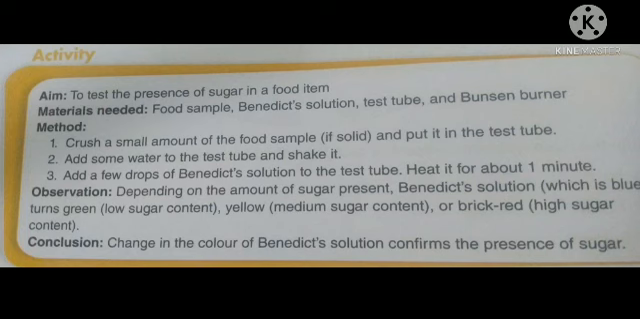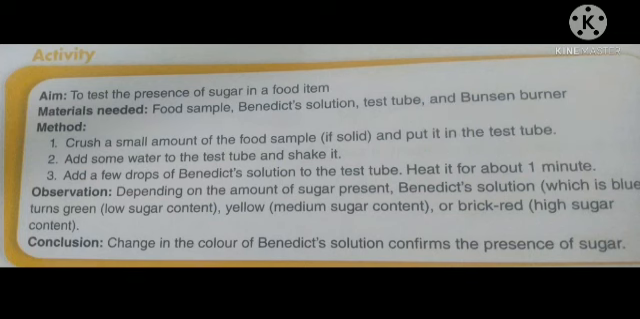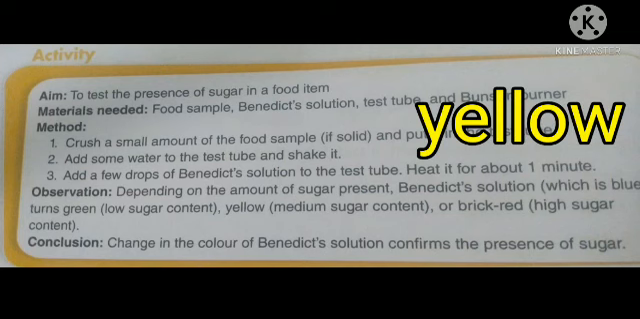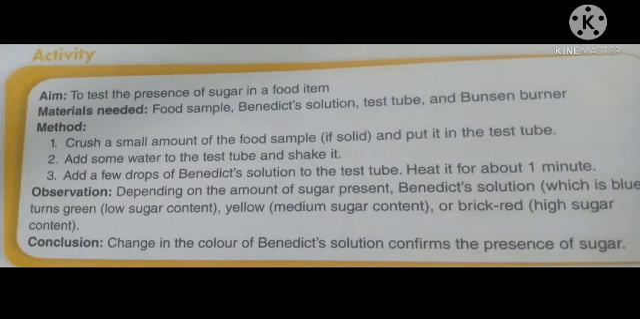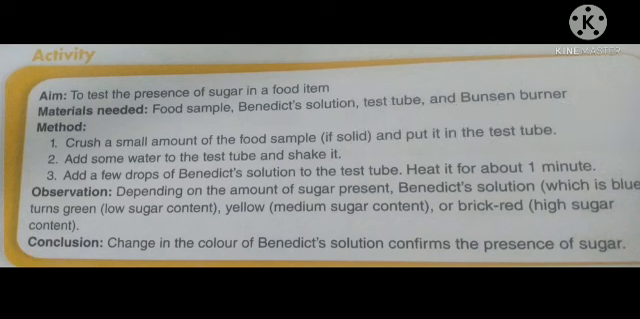We will observe, depending on the amount of sugar present, the Benedict solution, which is blue in color, will turn green if it has low sugar content. It will turn yellow if the food has medium sugar content. It will turn brick red if it has high sugar content. So the conclusion is the color change of the Benedict solution will confirm the presence of sugar.